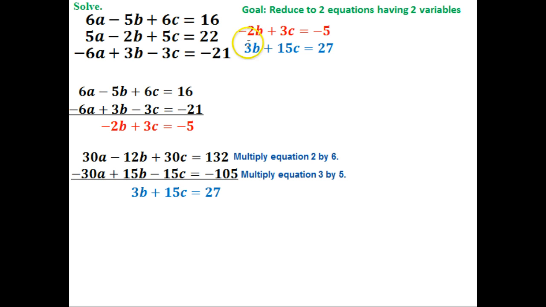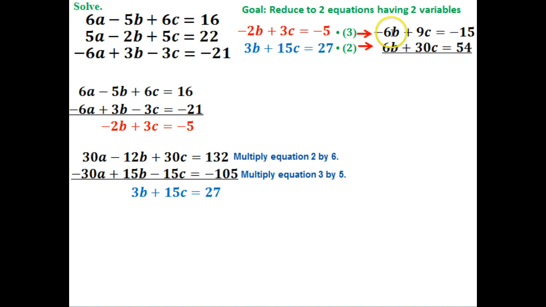The way that I'll do that, I need to find my twins, if you will. I need to find the same b value on top and bottom, except one needs to be positive and the other negative. So right here, 2 and 3, my least common multiple is going to be 6. That means I'm going to multiply the top equation by 3 and the bottom equation by 2. If I multiply everything on top by 3, that will yield me negative 6b plus 9c minus 15. And if I multiply everything on bottom by 2, that would yield me 6b plus 30c plus 50, equals 54.